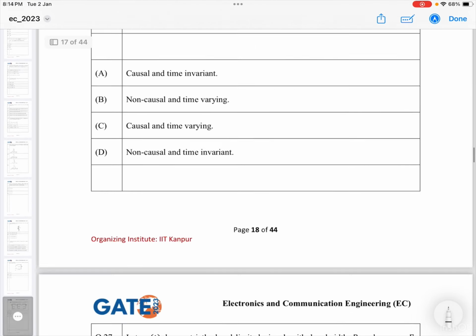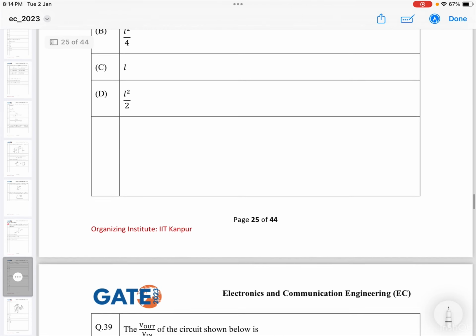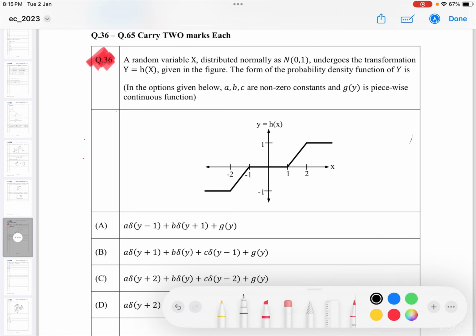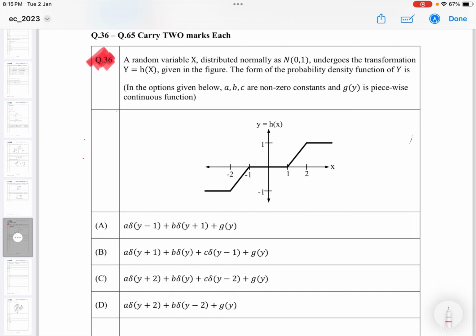So the first question we have is 36. So this is the first question, right? This question is from the transformation of random variables. What we have been given is that a random variable x is distributed normally with the mean 0 and the variance 1. So this x is the normal distribution, right? With the mean 0 and with the variance 1, right?